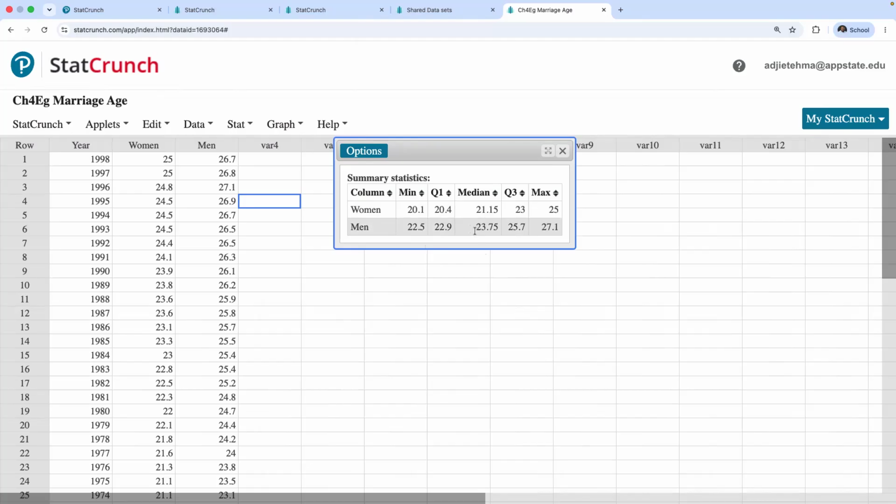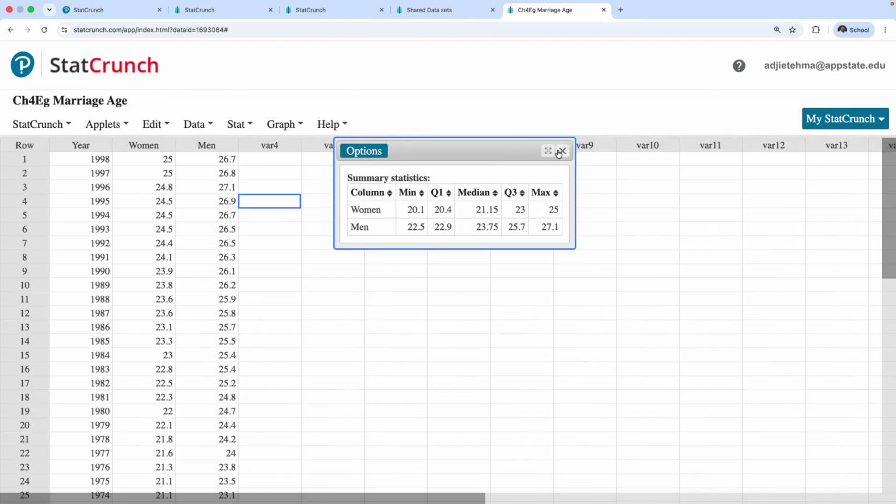Also, when you look at even the minimum age and the maximum age, women are lower. So this summary statistics is giving us an idea that women marry earlier than men based on this data set here. The other thing we can also do is to get box plots. Box plots are very important because they give the picture right away, giving the idea quickly. So I'm going to teach you how to get box plots in StatCrunch.